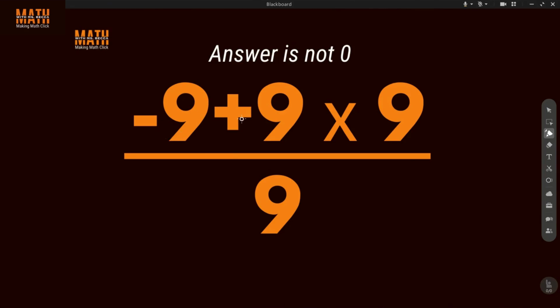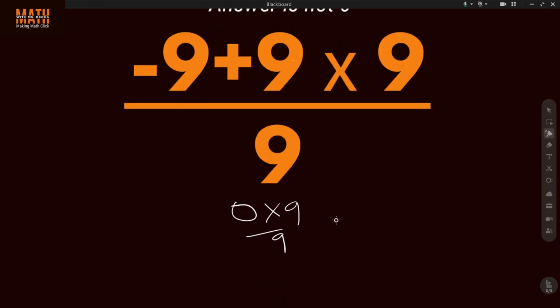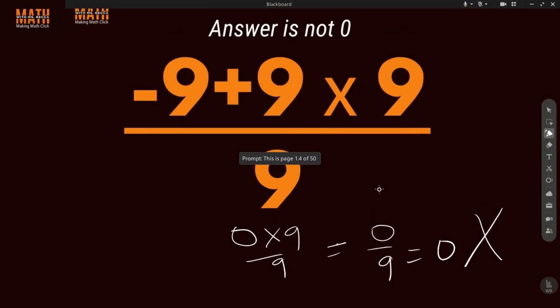Negative 9 plus 9 gives 0. Then this becomes 0 times 9 over 9, and this becomes 0 over 9. And this gives 0. If this is your way of solving this question, then you are wrong, because the answer to this is not 0. You don't solve it this way.